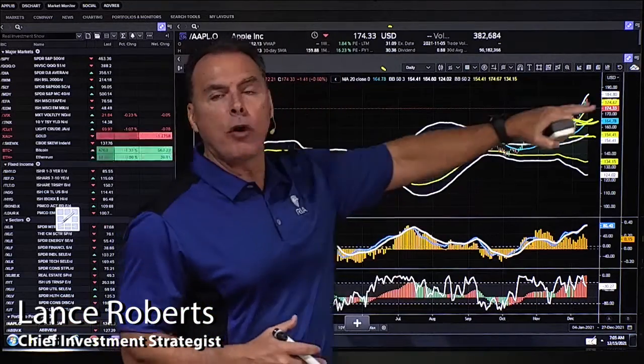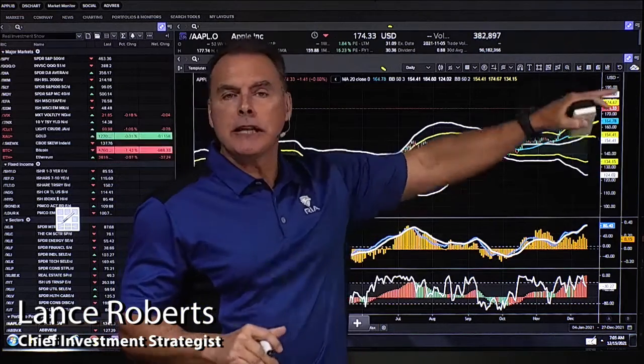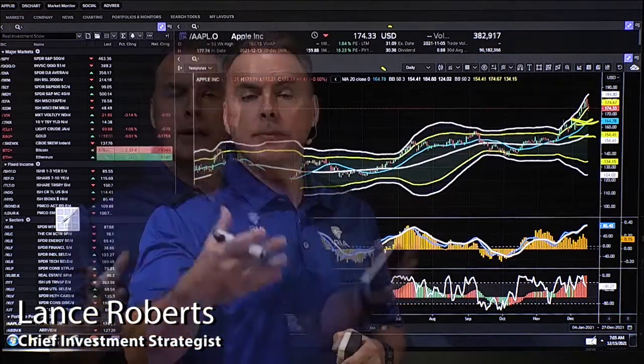Moving averages work well for stop points because those stop points move over time versus just setting a strict stop loss level. I bought it at 174, I'm going to sell it at 150, I'm going to put a stop loss in at 150. Moving averages tend to adjust over time. It helps the stop level stay relevant to the current price of the stock.